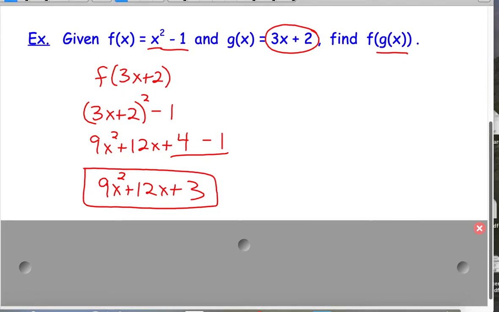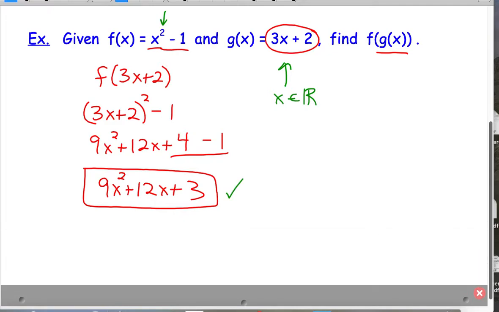So let's look at g of x. That's just a line, and that can accept any input. So x could be all real numbers. x is an element of the real numbers. And then f of x, that's a parabola. That can take any number as well. So there's no restrictions on either of these functions. So I don't have to specify any restrictions on my answer. And that's it. So that was a simple one.